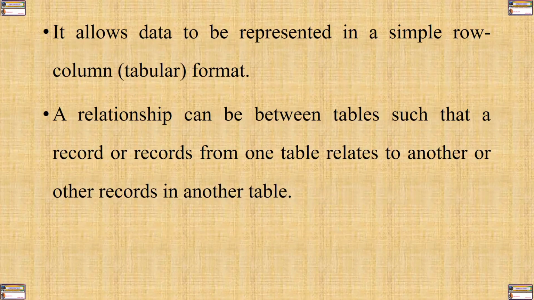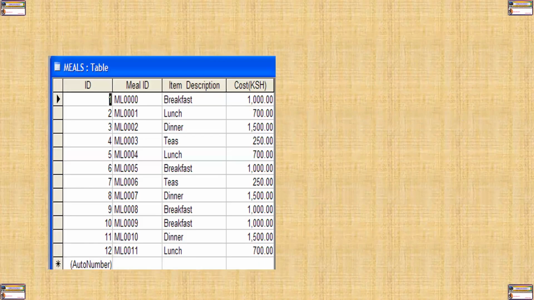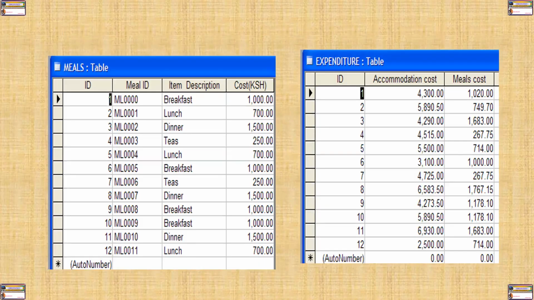A relationship can be between tables such that a record or records from one table relates to another record or records in another table. The following is an example of how tables are related in a relational database. So we have a table like the meals table and a second table called expenditure. These two are related using the ID field. So the ID field links the two.